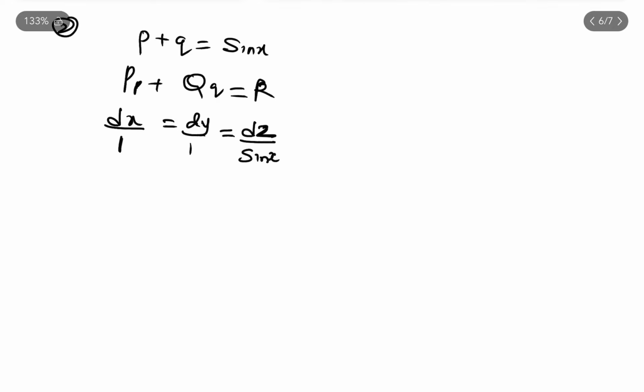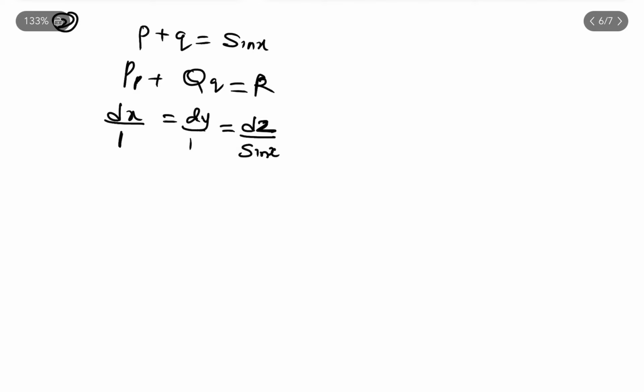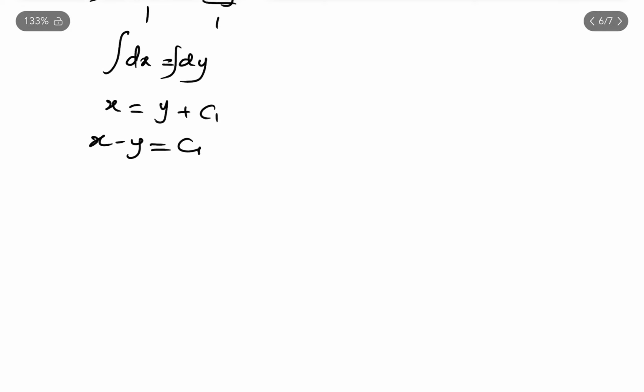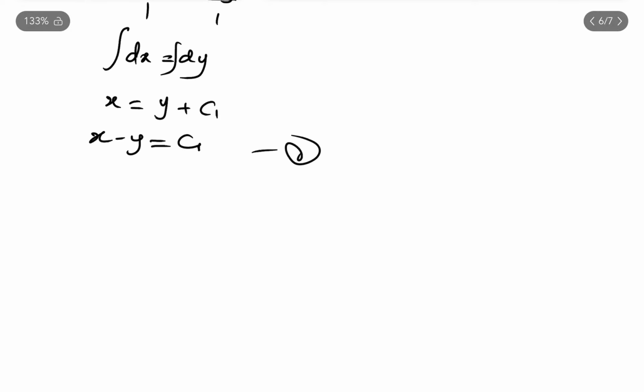What we can actually do is bring out our dx and dy and compare them, so dx over 1 equals dy over 1. So dx equals dy. What we just have to do is integrate. When we integrate, we get x equals y plus c1. So x minus y equals c1, and that's our first answer. We take note of this.